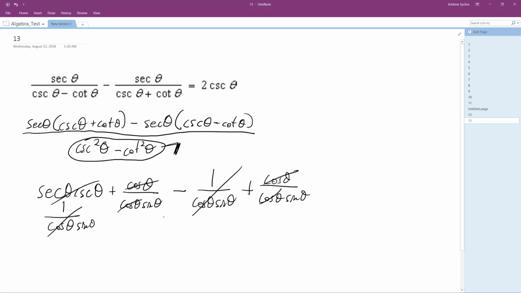so these cancel out. We're left with 1 over sine theta plus 1 over sine theta, which is equal to 2 over sine theta, which is equal to 2 cosecant theta.